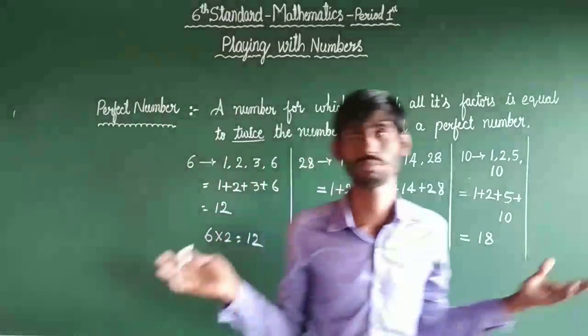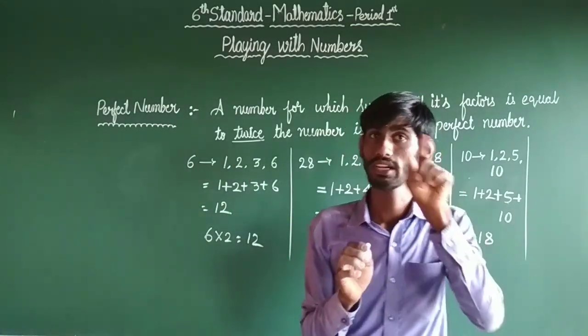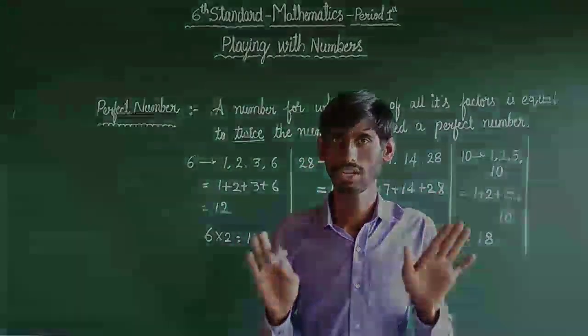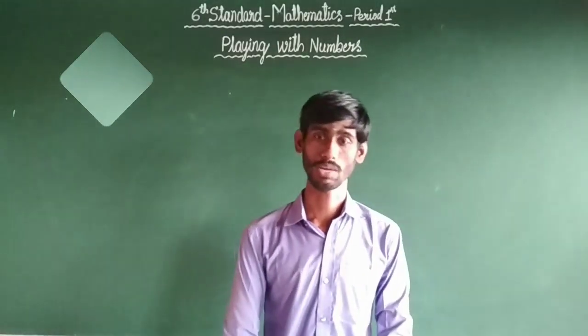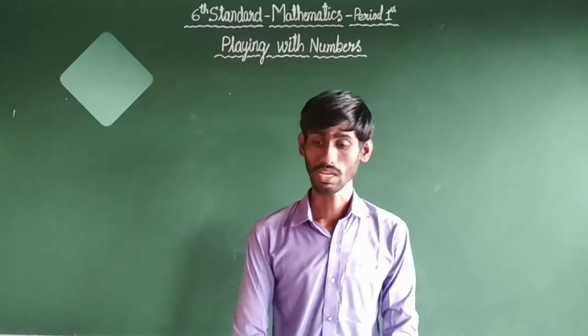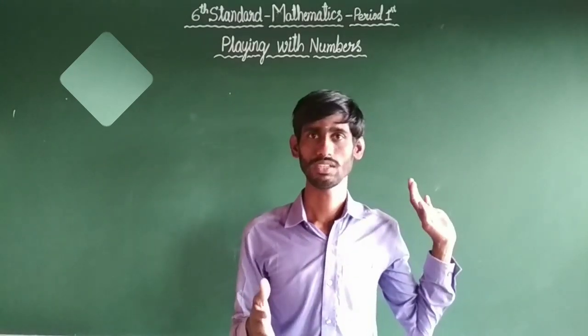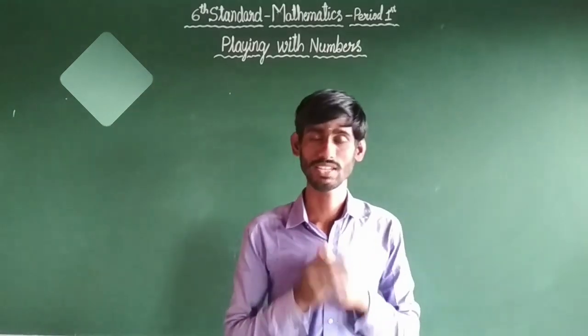20. 20 is not a perfect number because the sum of the factors of 20 is 42. So that is also not a perfect number. Are you clear? In the next classes, we will continue with exercise 3.1. Until then, practice this. Take any numbers and find the factors. Take any number and write multiples. You will become perfect. Have a nice day. Thank you.